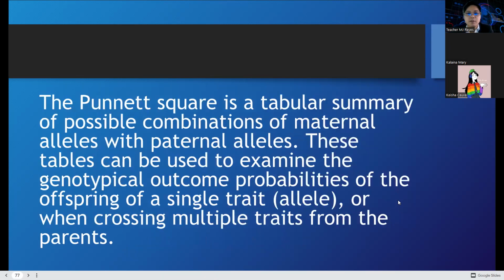A Punnett square is a tabular summary of possible combinations of maternal alleles with paternal alleles. These tables can be used to examine the genotypical outcome probabilities of the offspring from a single trait allele, or when crossing multiple traits from the parent. This is the tool we use to determine the probable offspring of particular parents.